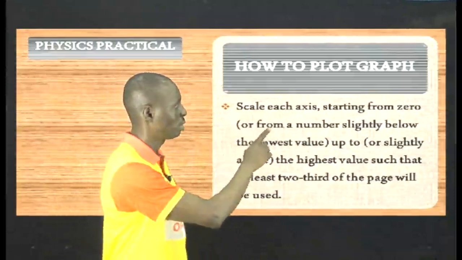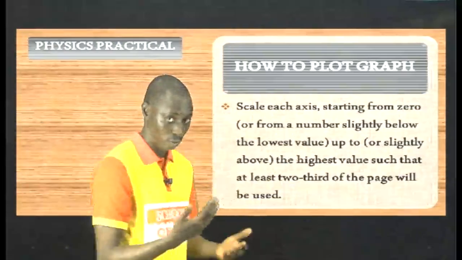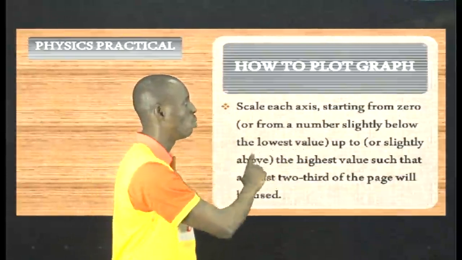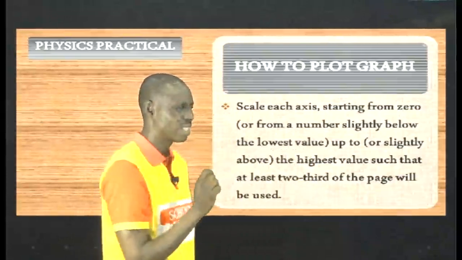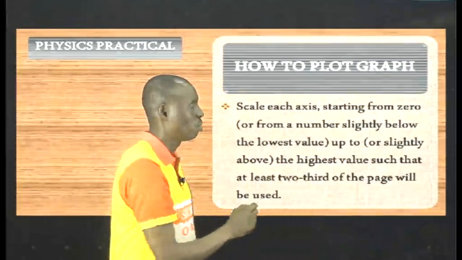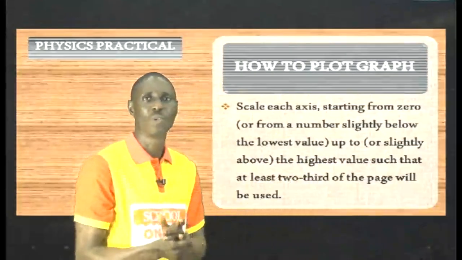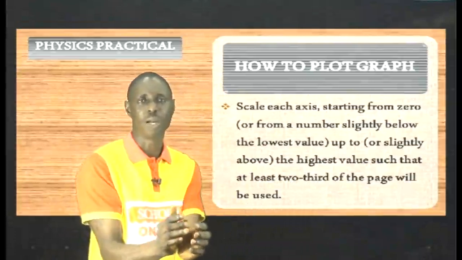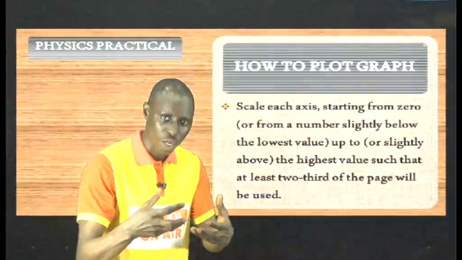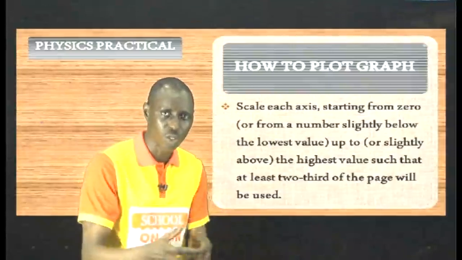So you have to scale each axis. You have to start from 0 if the chance is that you need to start from 0, or from a number that is slightly below the lowest value up to or slightly above the highest value, so that at least 2/3 of the page will be used. You cannot draw a graph that is going to end up being too small on the graph sheet. Neither can you use a scale that is such that it will be difficult for you to put it on the graph sheet.